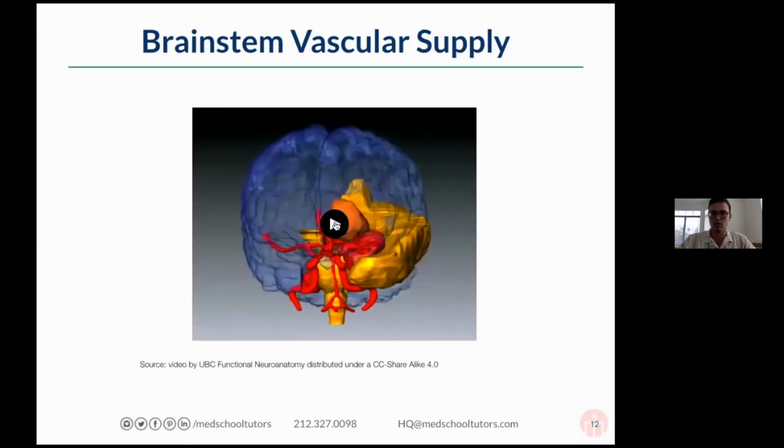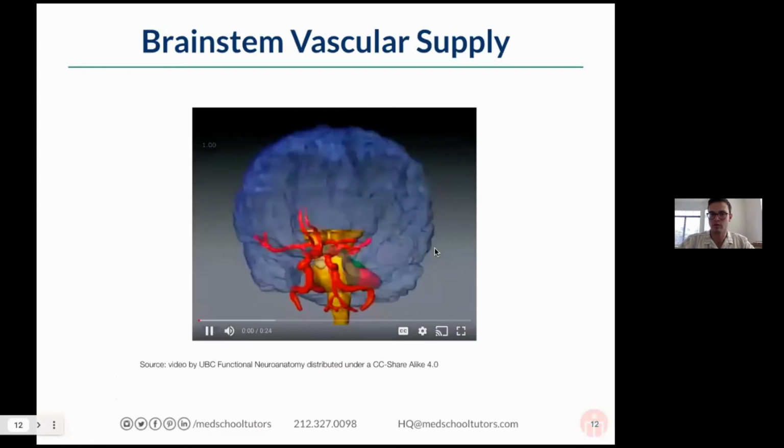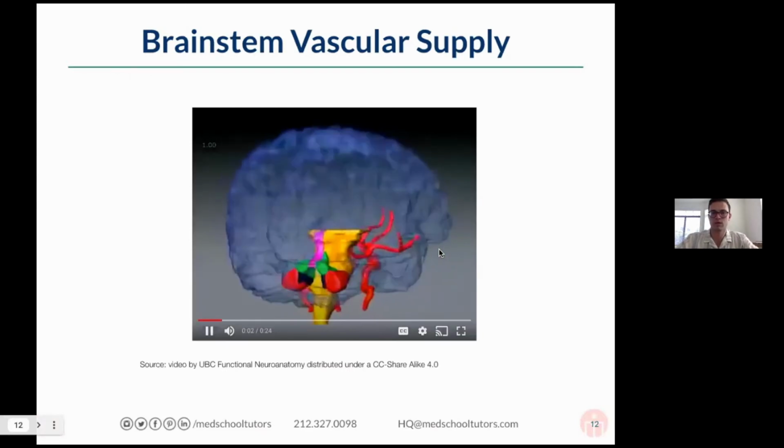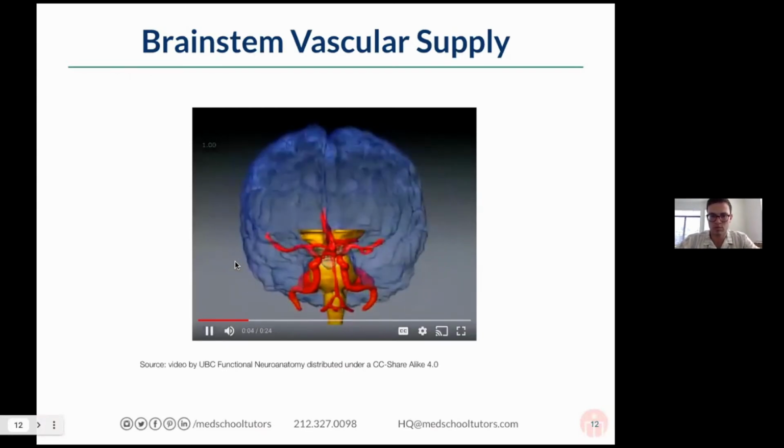All right, let's go over some of the vascular supply to the brainstem. Okay, so I'm going to pause. Yeah, let's pause right here.